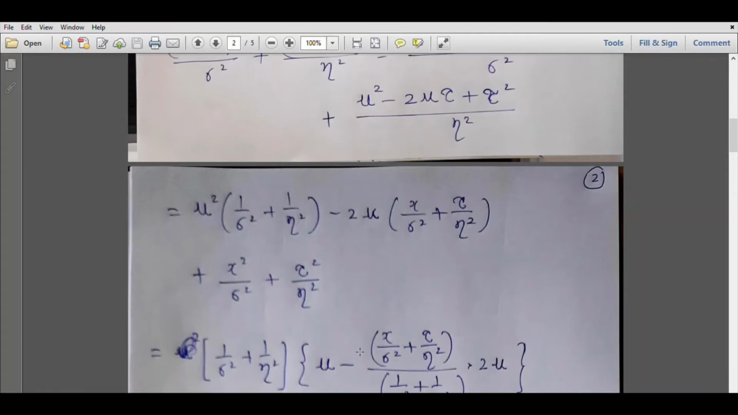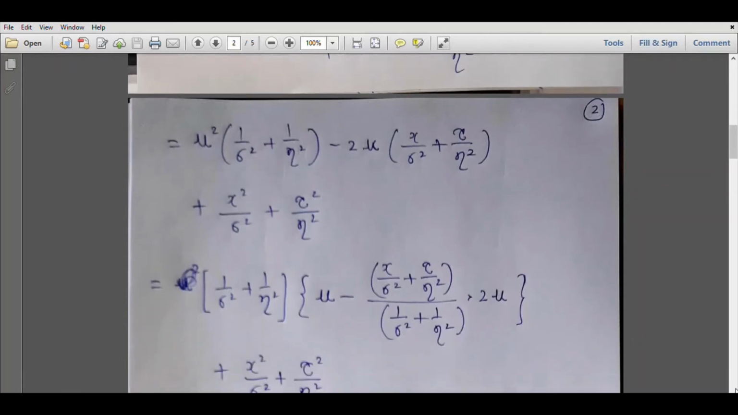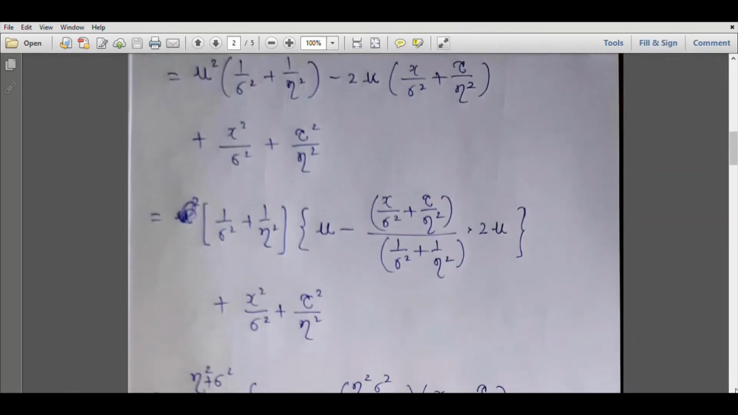Okay, this term by mistake I wrote as mu. This term should be mu square. So now if this is mu square, then the second term should be, because this term has been taken common, I must divide the coefficient of minus 2 mu by the term which we have taken common, so that I get (x by sigma square plus tau by eta square) upon (1 by sigma square plus 1 by eta square). And now these two terms will remain as they are. So like this. Now can we move further?